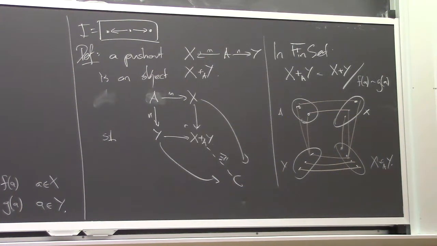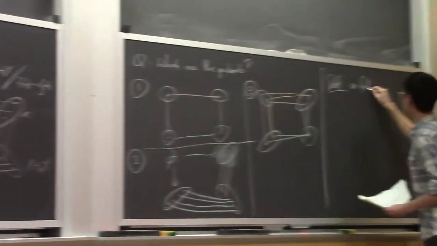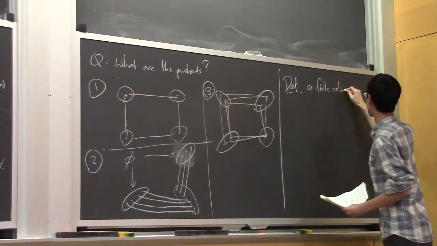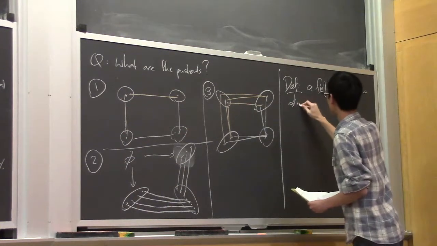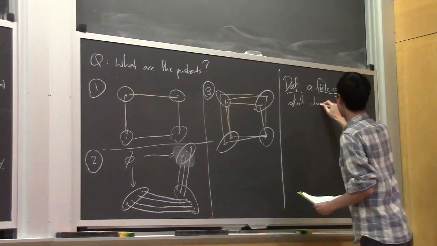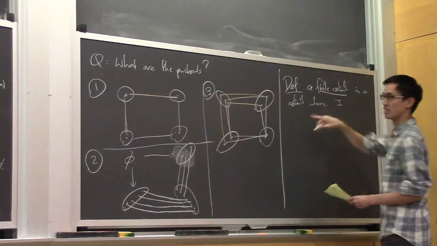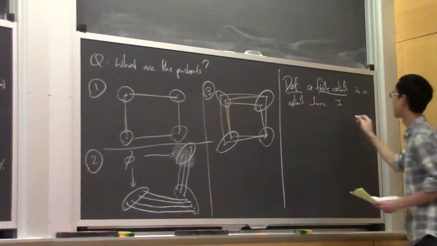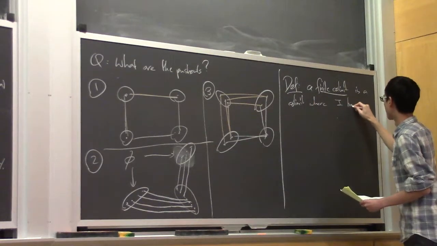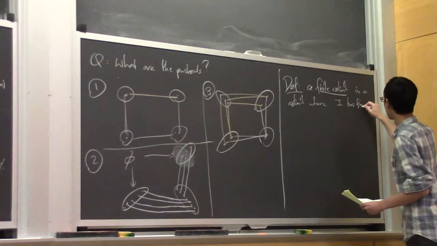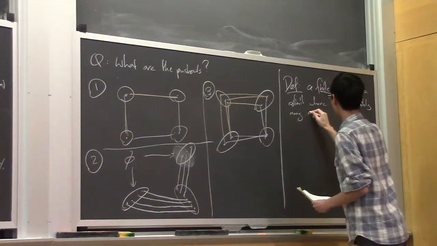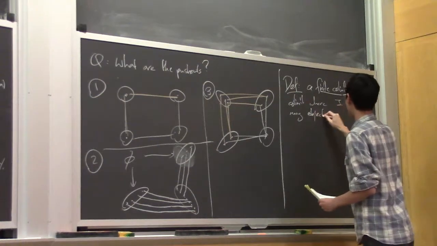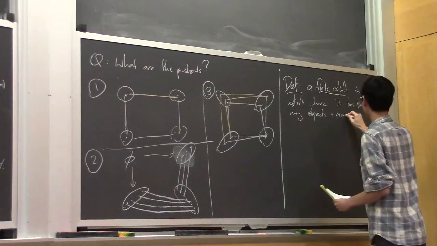So, definition: a finite colimit, just to be clear, is a colimit where the diagram I, this category, which is the domain of the diagram, has finitely many objects and finitely many morphisms.